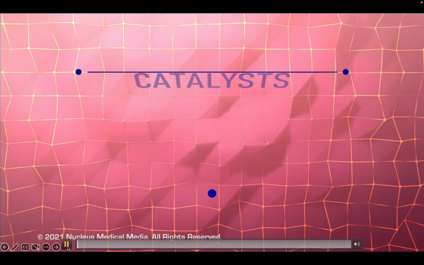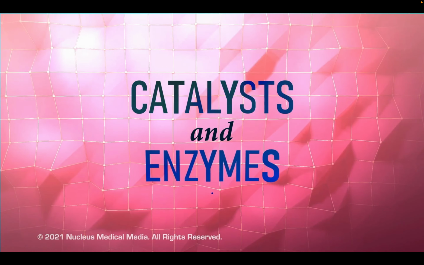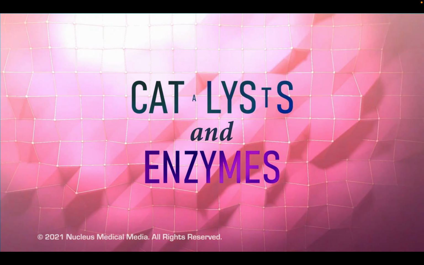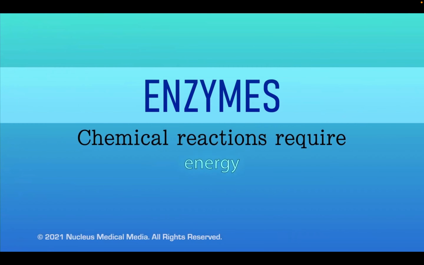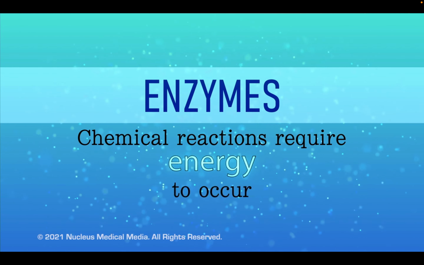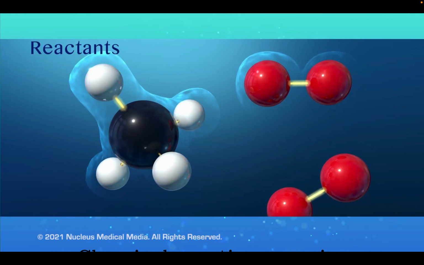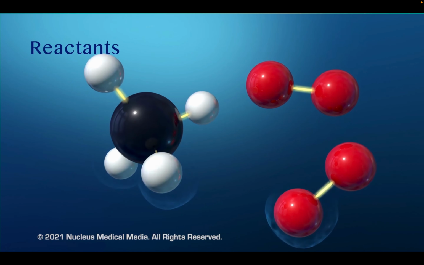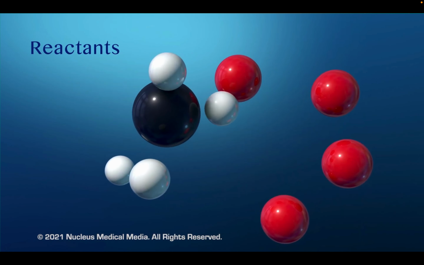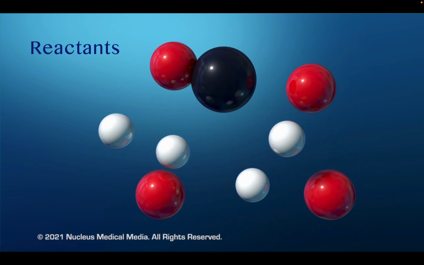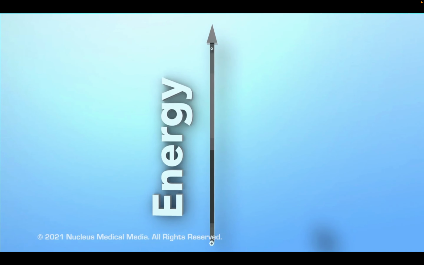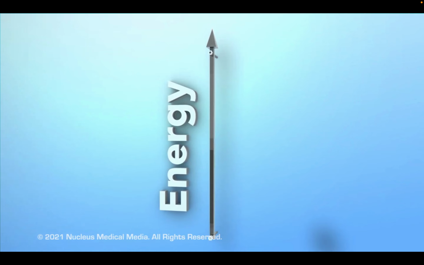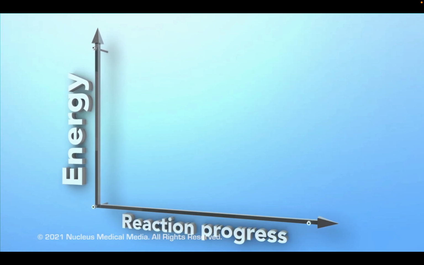Today, we're going to talk about catalysts and enzymes. To understand enzymes, we need to know that chemical reactions require energy to occur. Recall that chemical reactions break the chemical bonds in reactants and rearrange those bonds to make products. Let's look at an energy diagram to see how energy changes as a chemical reaction progresses.